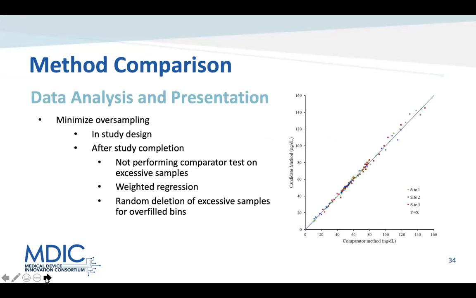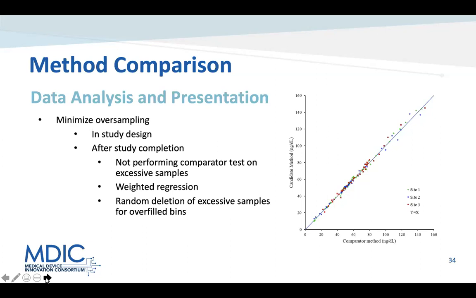Here we're going to talk about the data analysis and the presentation. The data range employed in the comparison study should ideally reflect the entire measuring range, as we've mentioned, with an even distribution throughout the measuring range. That's pretty difficult to do in some of these studies. And one of the problems with comparison studies for fingerstick samples is that potential oversampling can occur at specific subintervals, specifically the normal range samples.